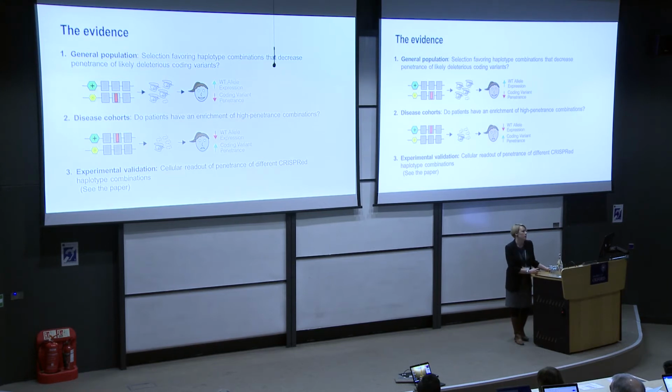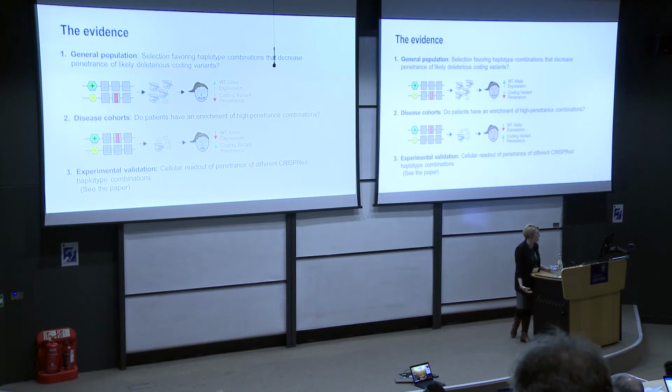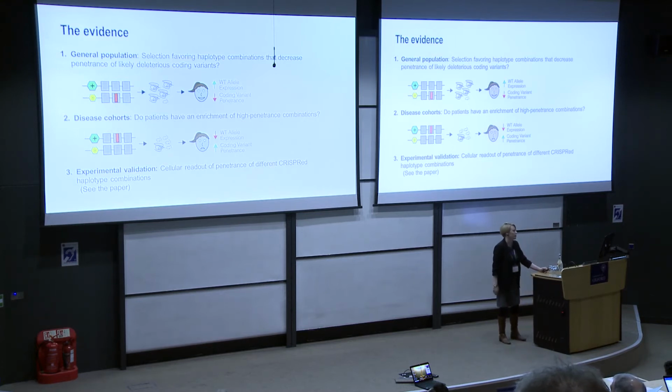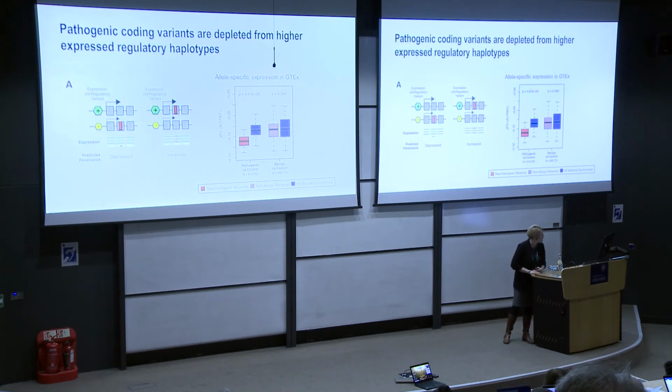So in this paper, we looked at 3 different types of orthogonal evidence into this hypothesis. First, looking into the general population to basically see, is this even a thing? Do we see any signs of haplotype combinations being changed in the general population, indicating that in the general, more or less healthy population, you have decreased penetrance of likely deleterious coding variants. Then we looked at disease cohorts to look for the opposite pattern. And then we also did some experimental validation in a single gene by CRISPR. I'm not going to talk about that today. You can see the paper if you're interested.